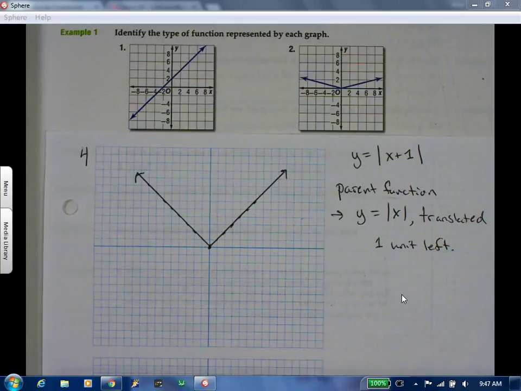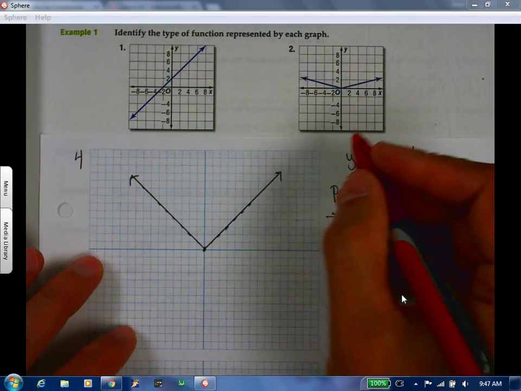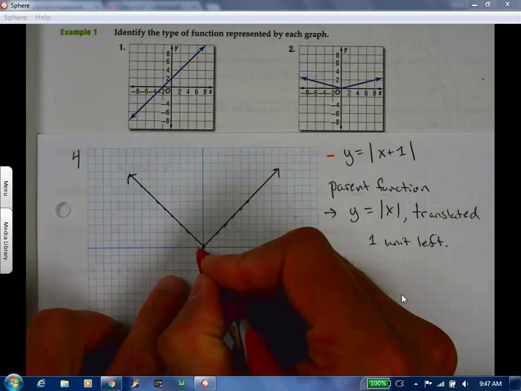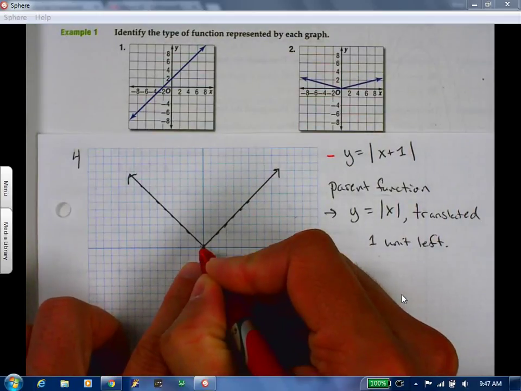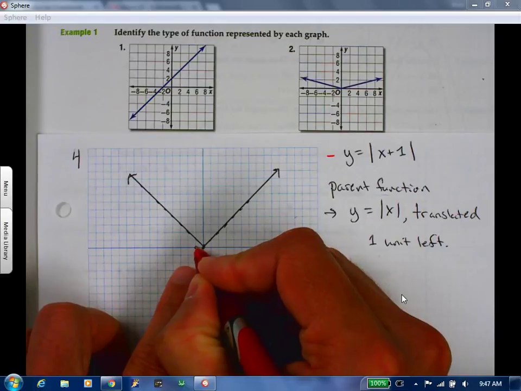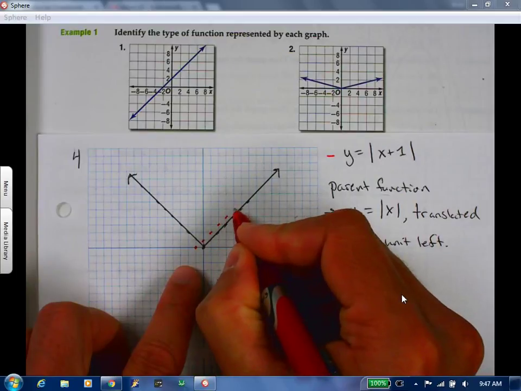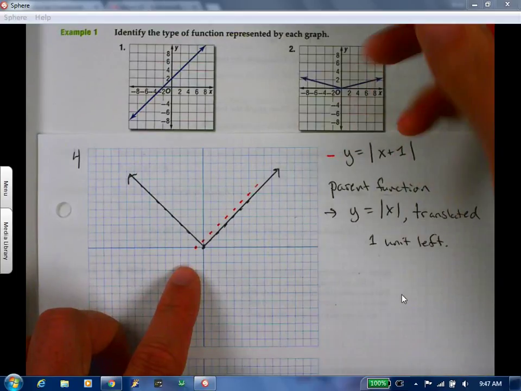We're going to do the translated function also. So the translated function, I'm going to do in red here. I think we're still drawing the first one, so I'll wait. Okay. This one's nice if you use a different color or different ink. Everything's going to be translated 1 unit left. So instead of starting at 0, 0, this is the vertex. It's going to start over here at -1, 0. The slope hasn't changed. So it's a slope of 1 to the right and -1 to the left.